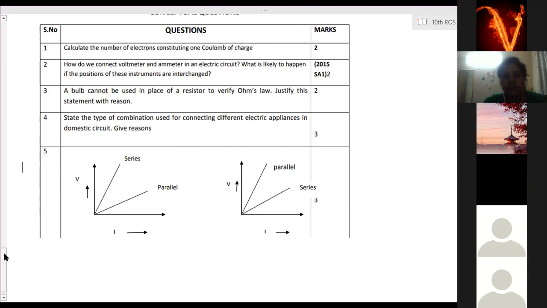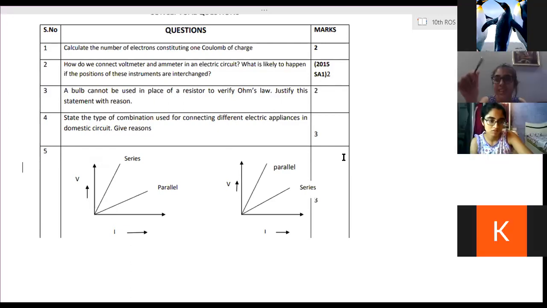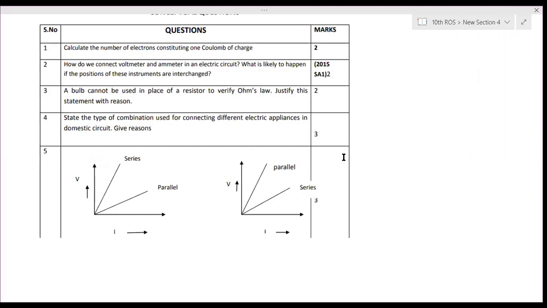State the type of combination used for connecting different electrical appliances in domestic circuit. What about the third one? Okay. A bulb cannot be used in place of resistor to verify Ohm's law. Justify this statement with reason. Depriya, Shambhavi, can you explain?